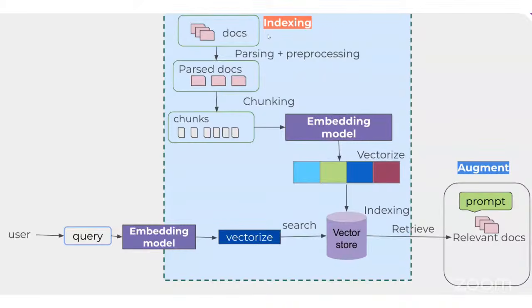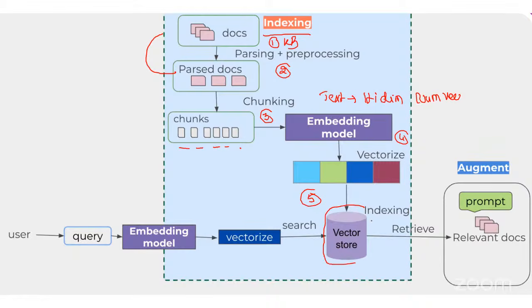First one is documents, a collection of documents. This is called the knowledge base, KB. The next step is called parsing. Parsing means extracting text from the knowledge base. Third step is chunking, which means dividing large documents into small documents. Fourth step is embedding, which means converting text data into high dimensional numerical vectors.